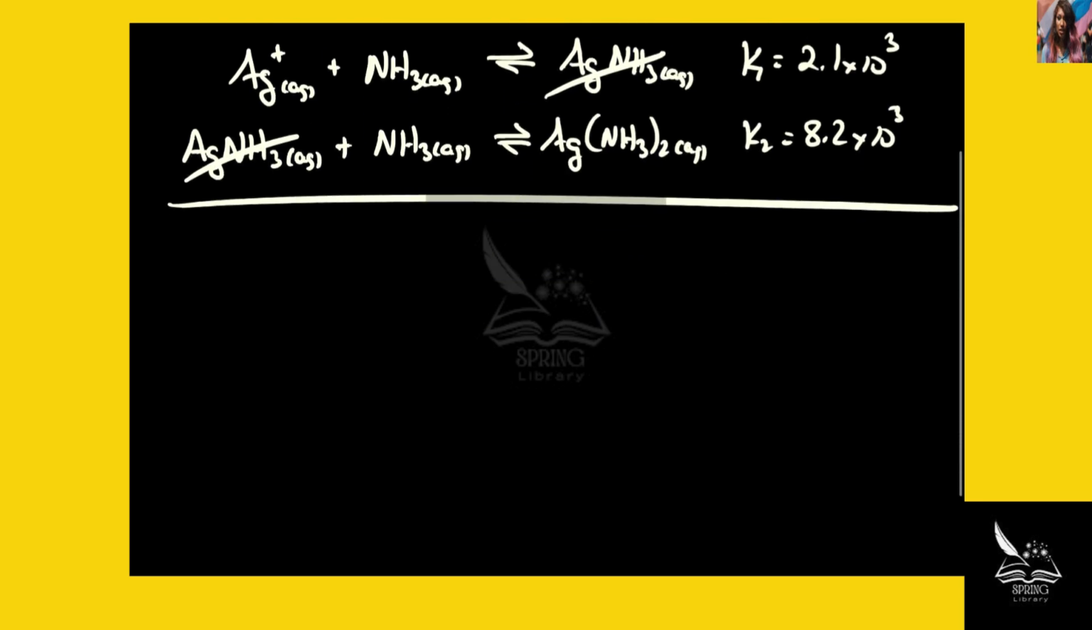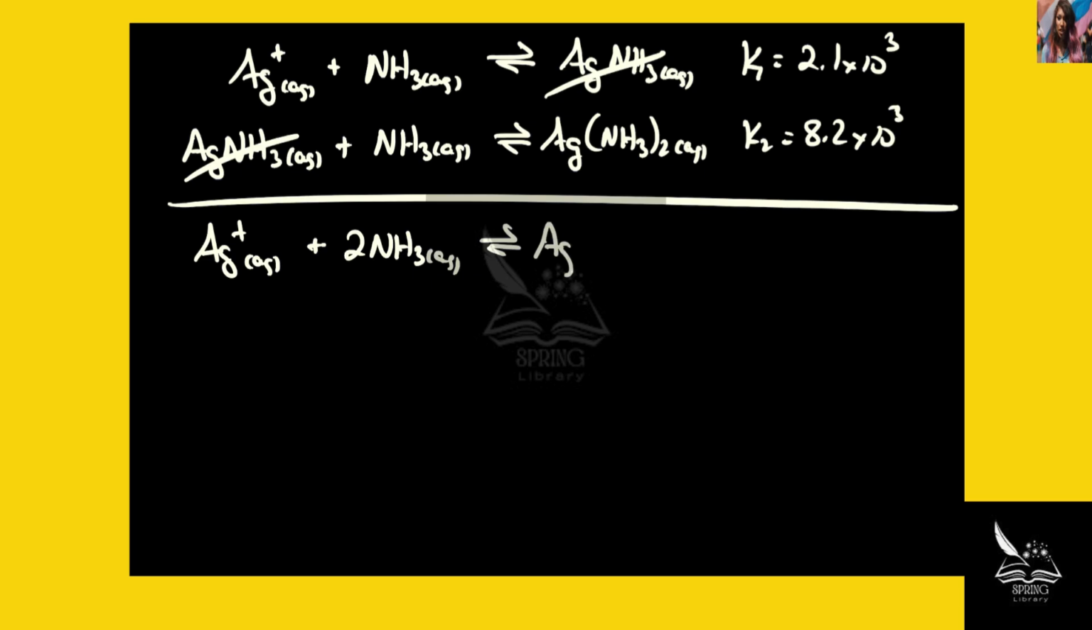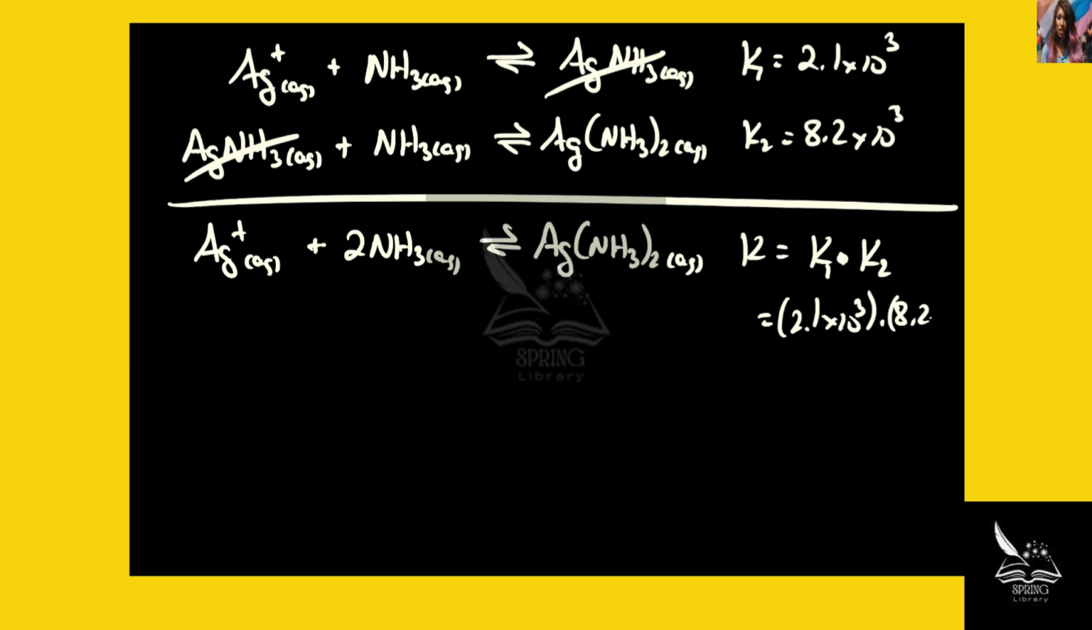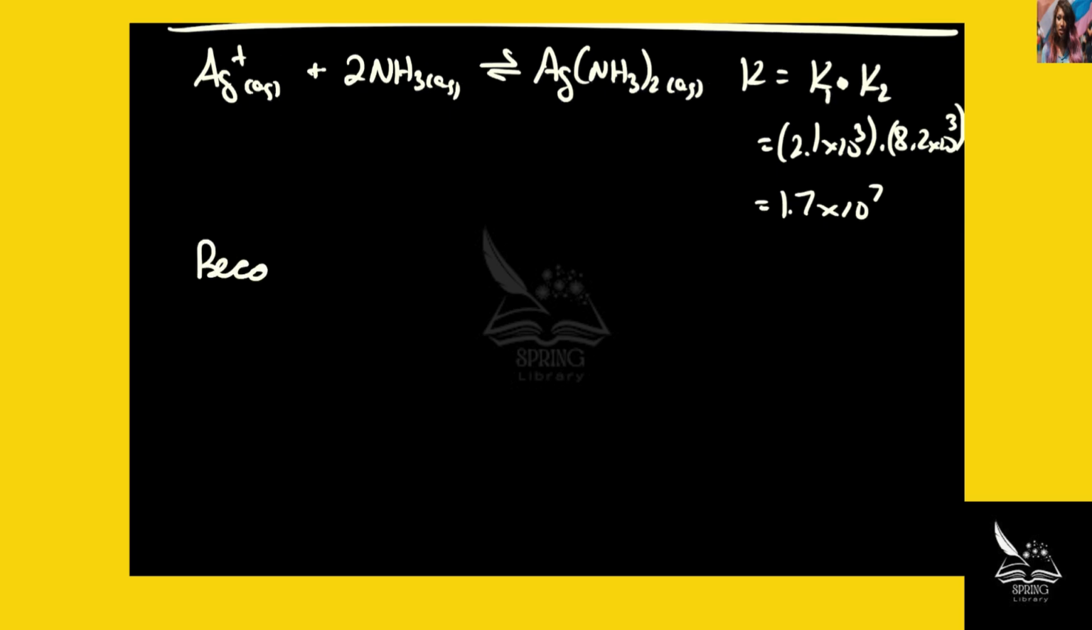Combine these two together. AgNH3+ would cancel. We would get Ag+ plus 2NH3 in equilibrium with Ag(NH3)2+ aqueous. The equilibrium constant here is equal to K1 times K2. This is equal to 2.1 times 10 to the 3 times 8.2 times 10 to the 3, and the equilibrium constant works out to 1.7 times 10 to the 7. That's quite a large equilibrium constant.